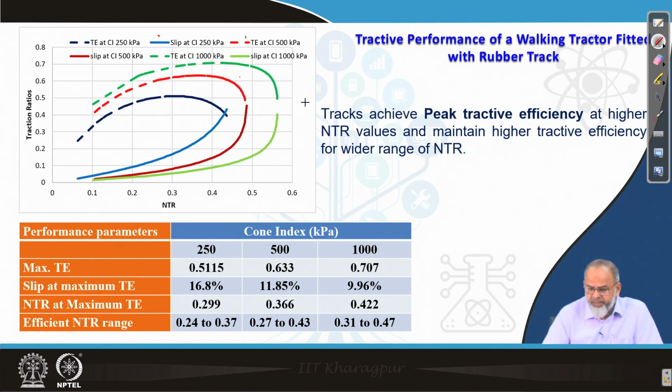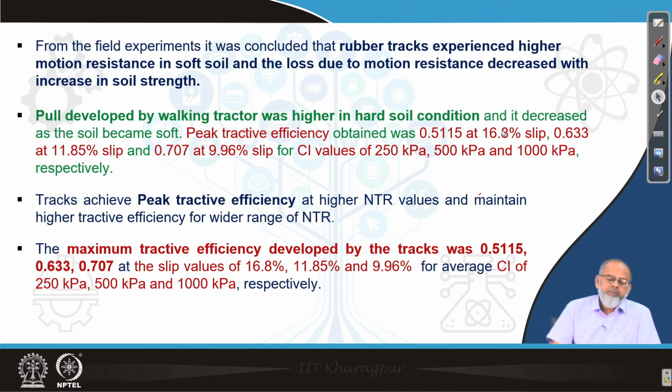If you summarize what we discussed, these are all field experimental data. So, from there we concluded that the rubber track experiences a higher motion resistance in soft soil, and the loss due to motion resistance decreased with increase in soil strength. The pull developed by the walking tractor was higher in hard soil condition, and decreased as the soil becomes soft.